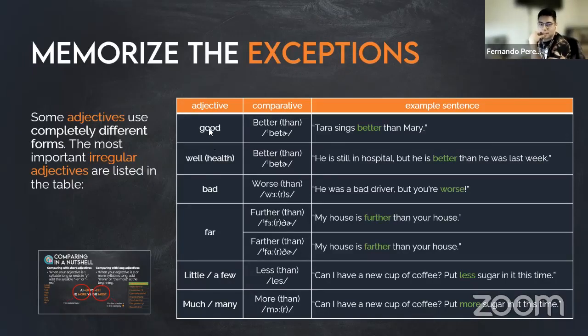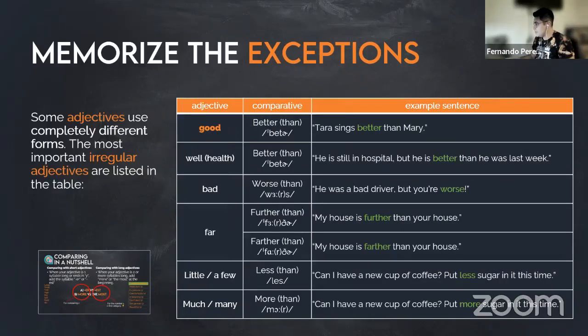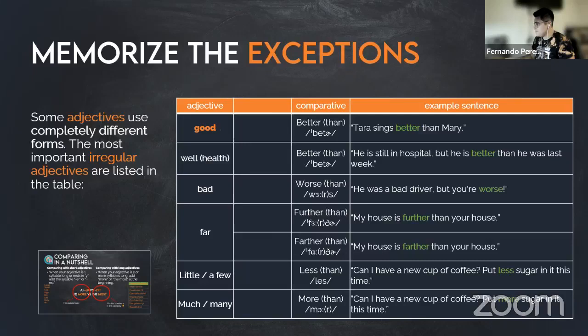Look at the word good. Good is an adjective. When you compare with good, you don't say gooder. You know? Let's add this information. Insert to the right. No. Insert to the left. Gooder. You say better. Tara sings better than Mary.